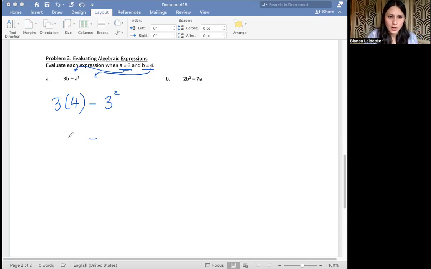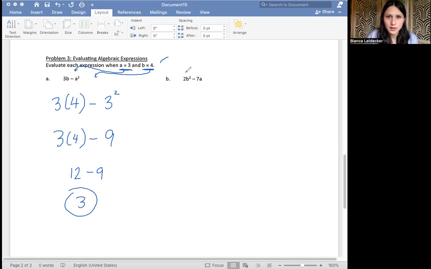So let's write in terms of our order of operations. This would be 9. And then we would now do our multiplication. 3 times 4 is 12. 12 minus 9 is 3. And that's our answer here.